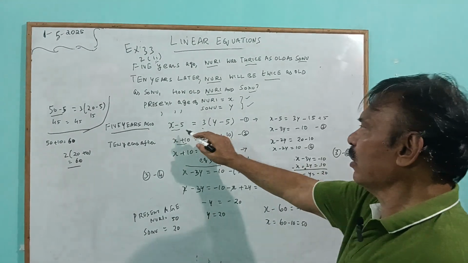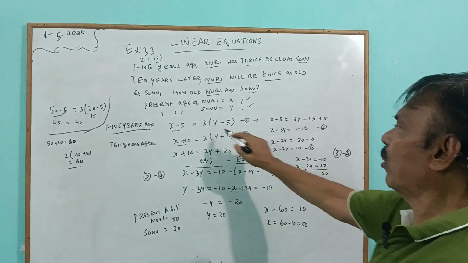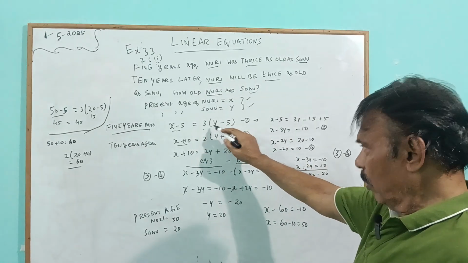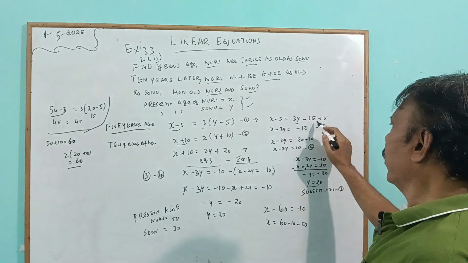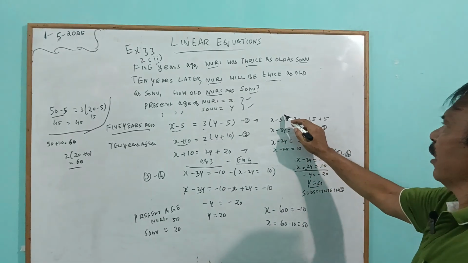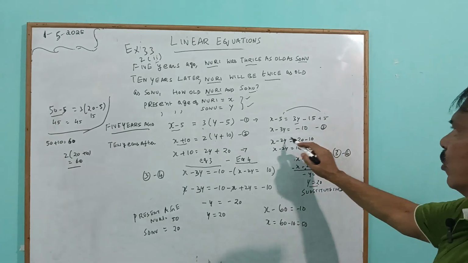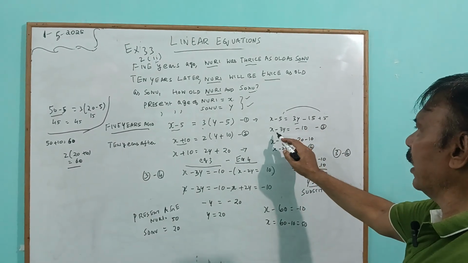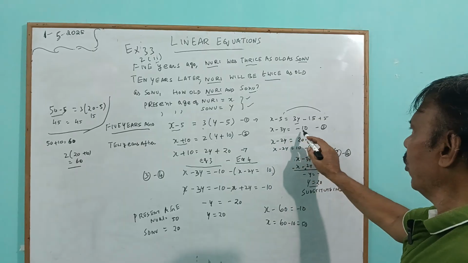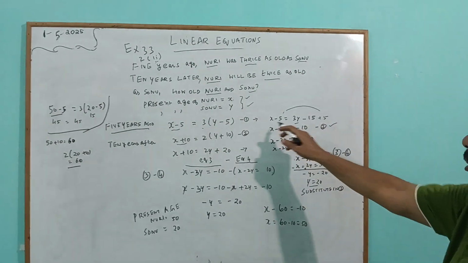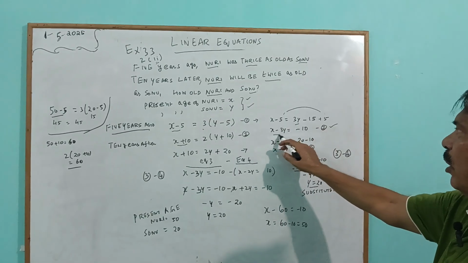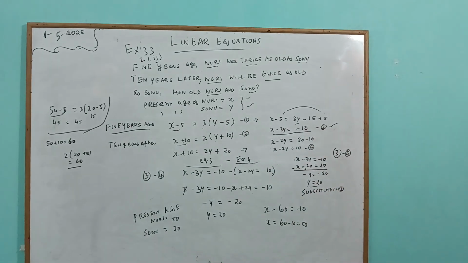So what happens is x minus 5 equals 3 into y, 3y, 3 into minus 5 is minus 15. You take minus 5 this side, this becomes minus 10. So 3y goes that side: x minus 3y equals minus 10. This is equation number 3. So you got this point, x minus 3y equals minus 10. This is one of the equations.